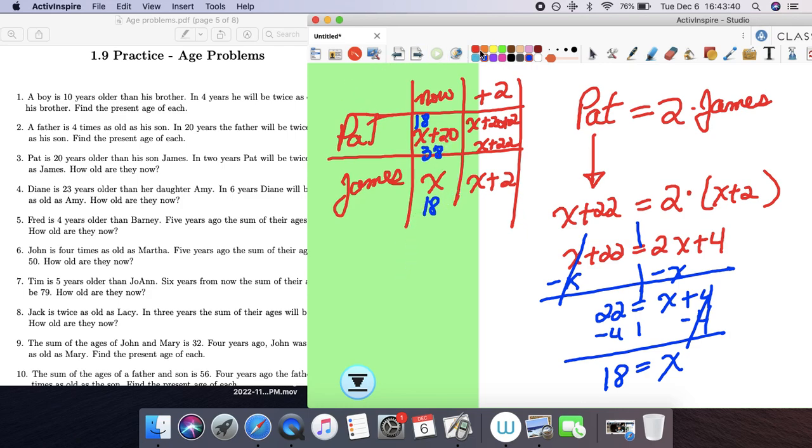So if you want to confirm and go one step further, let's figure out how old they are 2 years from now. So in 2 years, James is going to be 18 plus 2, which will make him 20 years old. And over here, Pat, in 2 years, he's going to be 18 plus 22, which is 40. Look at the relationship. In 2 years, is Pat twice as old as James? Yes, he is. Look, Pat's 40 and James will be 20. So that's another way of checking our answer.